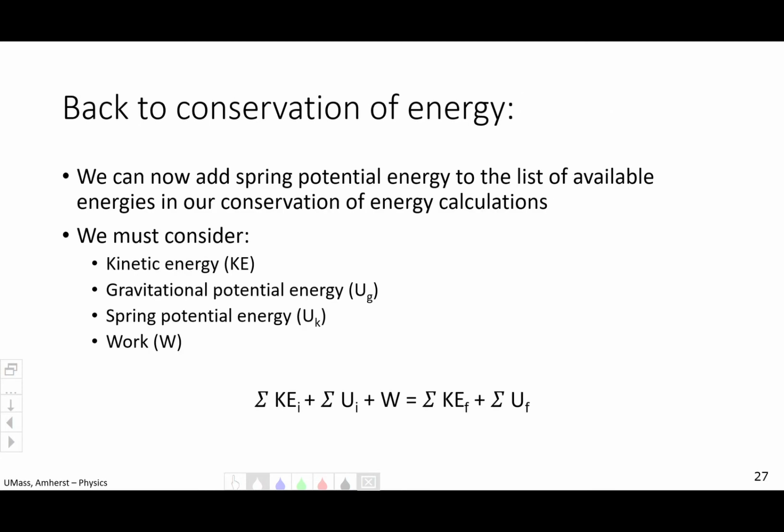So back to conservation of energy. We can now add spring potential energy to the list of available energies in our calculations. So now we're really getting a lot going on here, but we can now have kinetic energy, gravitational potential energy, spring potential energy, and work all in the same, well, maybe all in the same problem. Maybe not, but we just have a bunch of tools at our disposal now.